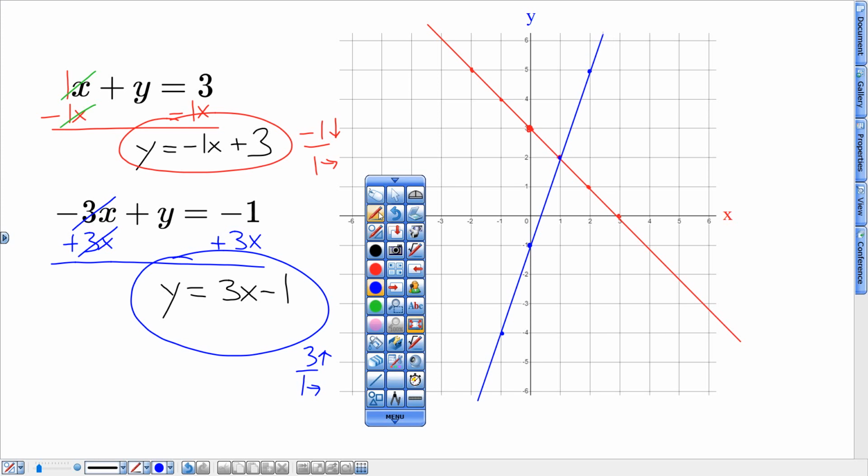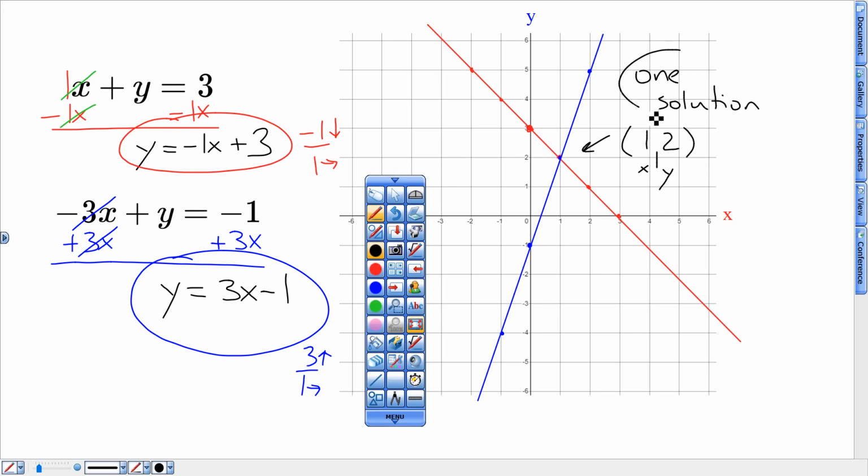And what I need you to see, this is a point right here. That is the coordinate 1, 2. That is one solution. That is the only solution on planet Earth. That's one solution. And again, I could tell this is a one solution because as soon as I see my numbers in front of x are different, I don't even need to look anything more.